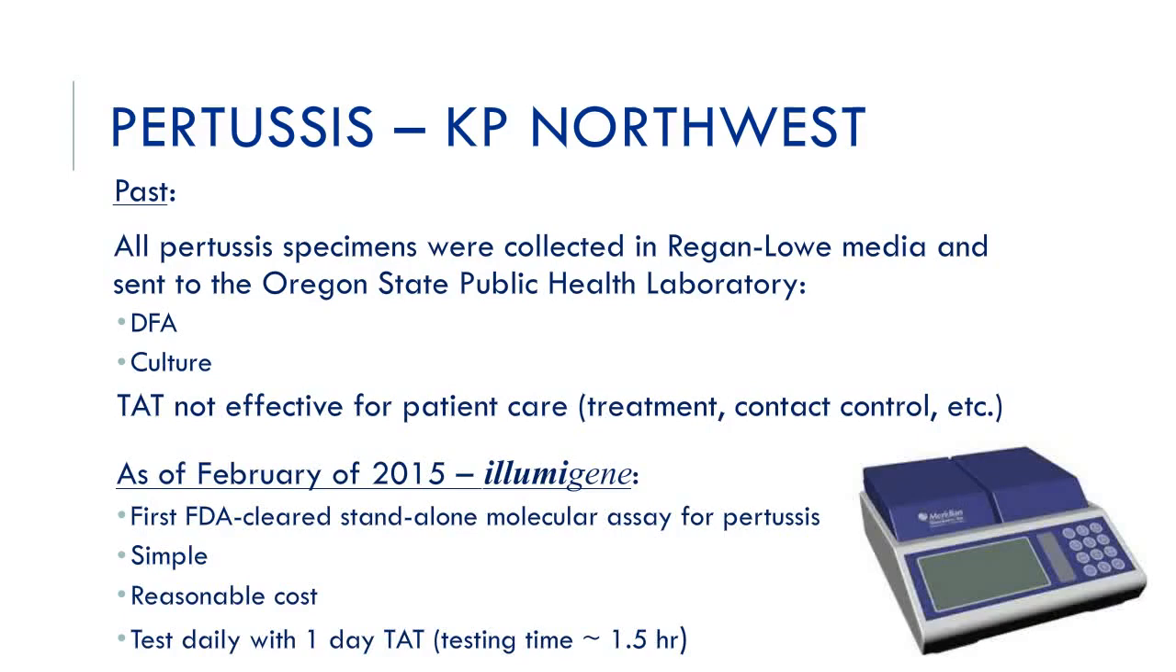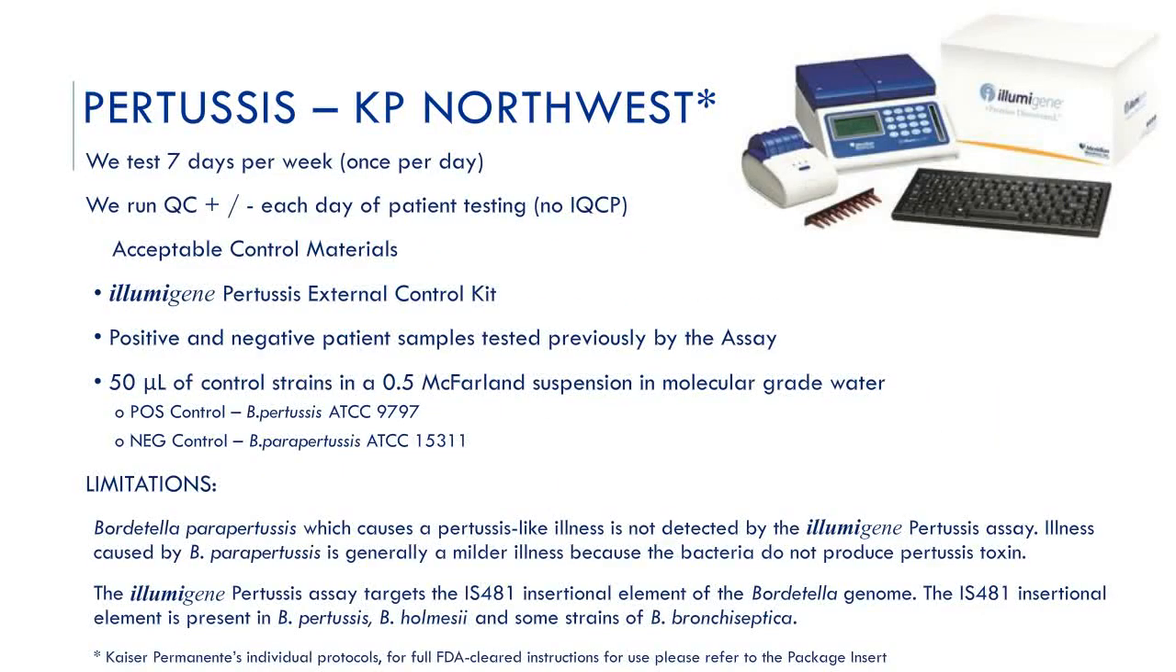And this is the Meridian illumigene pertussis assay instrumentation. At Kaiser in the Northwest, we do perform this testing, as I said, 7 days a week. Once per day, we do batch the testing and perform it once a day. We do run positive and negative QC each day of our patient testing. So this means that we do not need to develop an IQCP program for this testing, since we're doing our positive and negative QC testing each day of patient testing. And depending on what's going on in the state and if we're in some kind of outbreak situation, we can probably run the test every day.